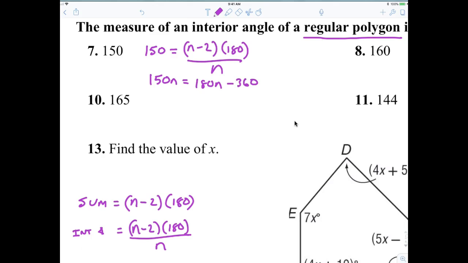Is everybody good with that? And so you should be able to see that 30n is equal to 360. So n is equal to what? n is equal to 12. Is everybody okay with that?